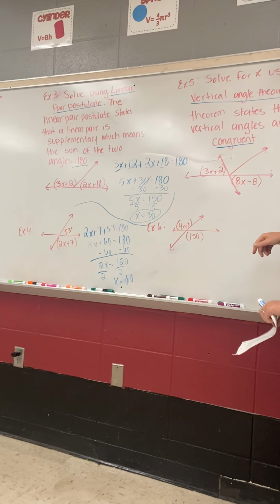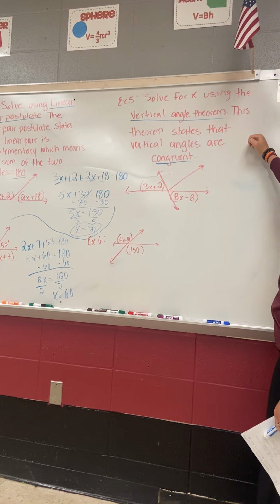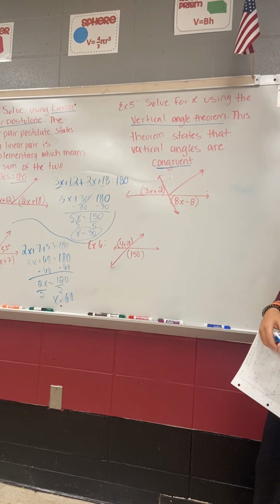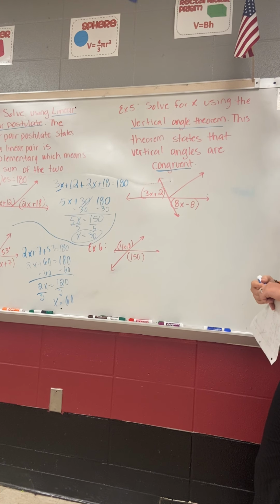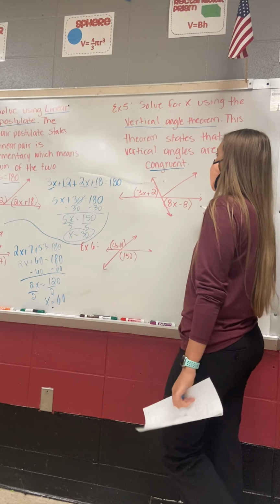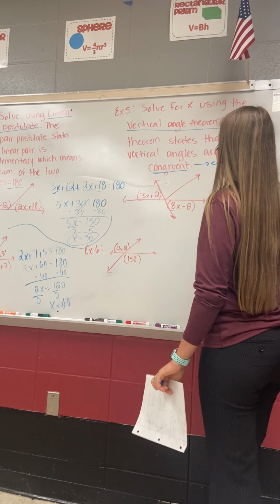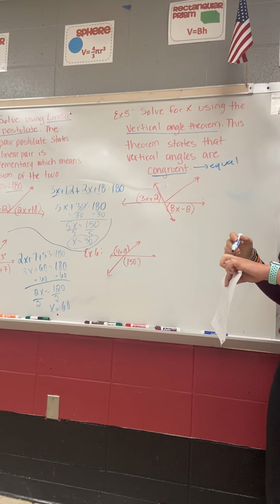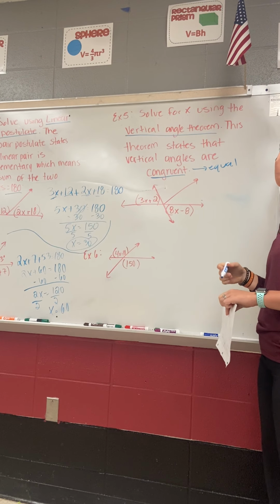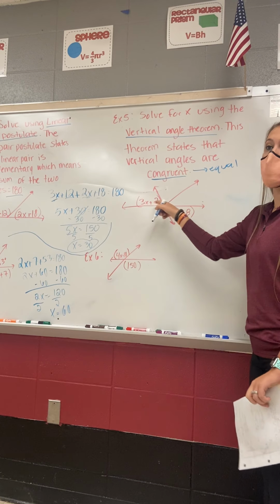Alright? Now let's look at vertical angle theorem. Vertical angle theorem states that the vertical angles are congruent. What does congruent mean? Or 90 degrees. No, congruent means you had it right the first time. Equal. Okay? So congruent means equal. So this time, instead of adding them together and setting it equal to 180, what are we going to do? What do y'all think we're going to do? Make them the same. They're the same, so we're going to set them equal.